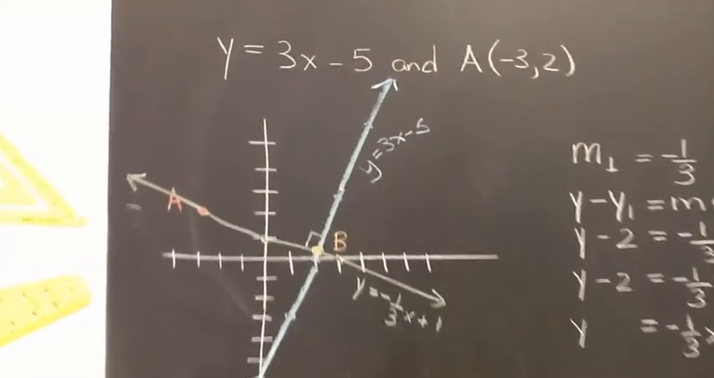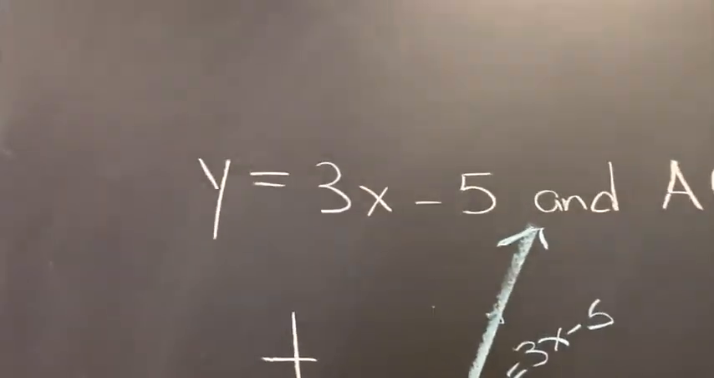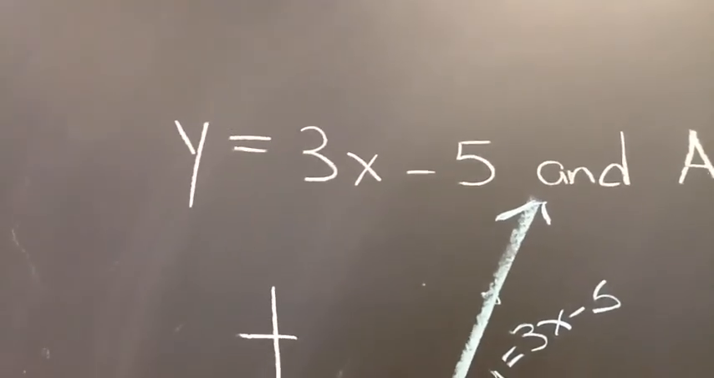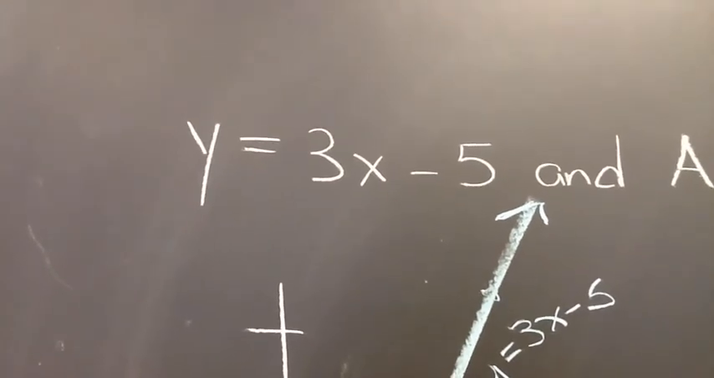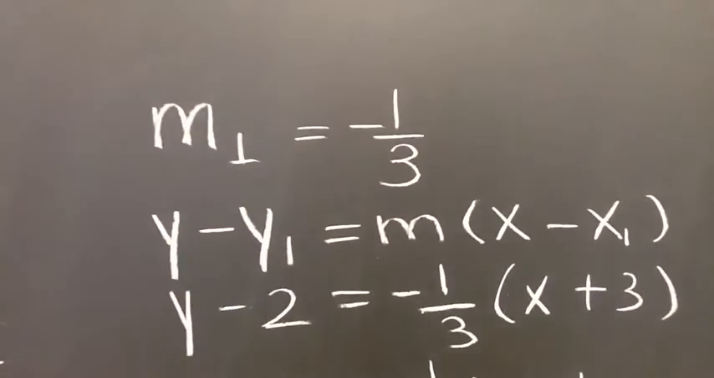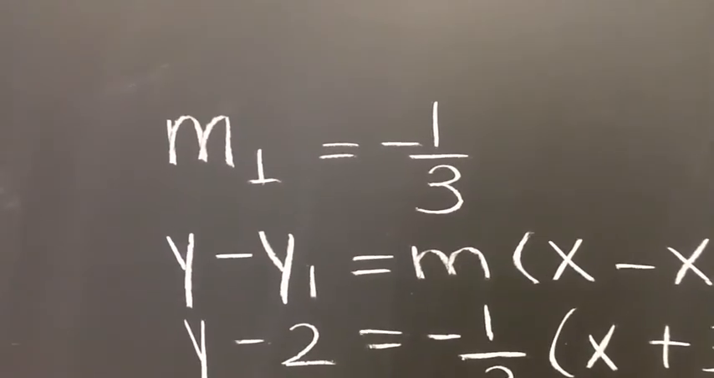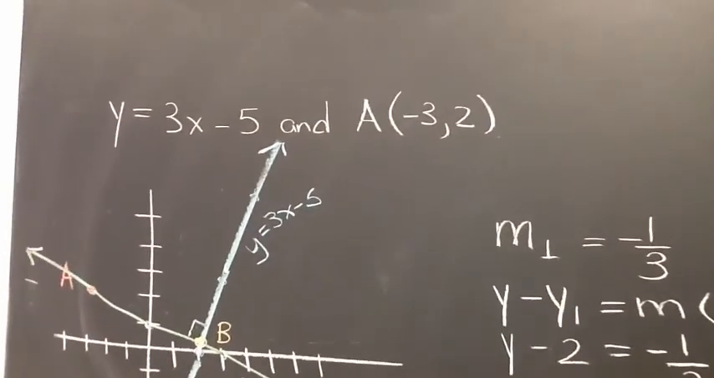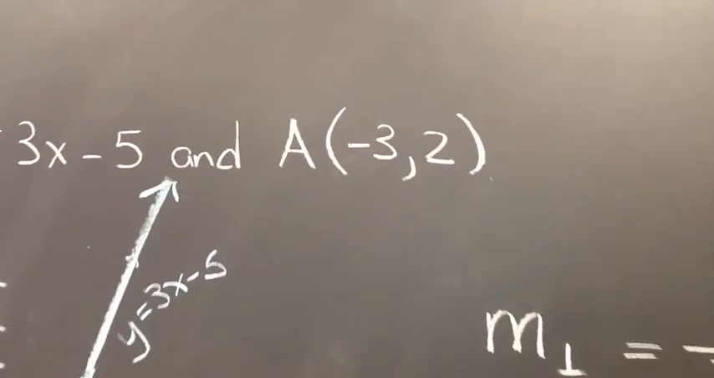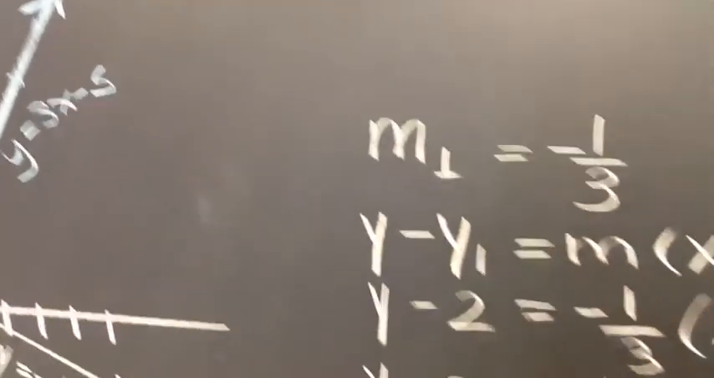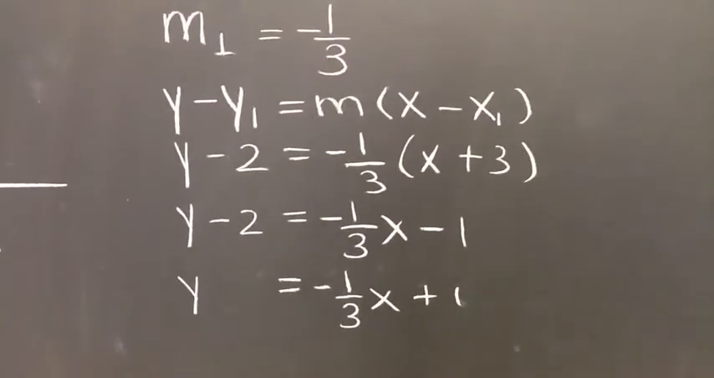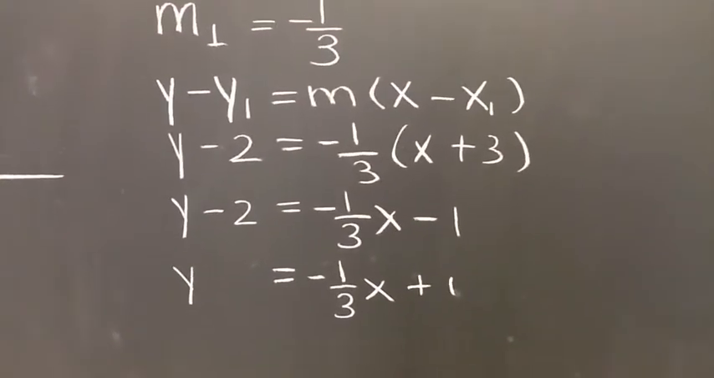So, we know that the slope of this line is 3, which means the perpendicular slope must be the negative reciprocal. So for our perpendicular slope, we're going to use negative 1/3. We know that the perpendicular line has to pass through A at negative 3, 2. So we're going to use the point slope form and plug in the appropriate values.